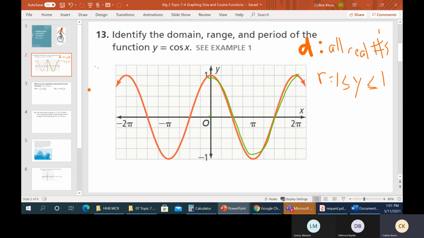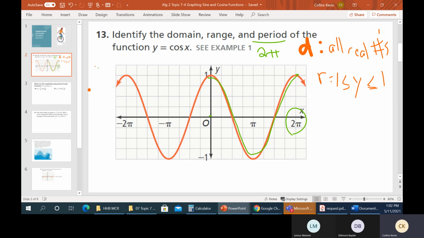Okay, we don't like pi's. If this was degrees, what's one trip around the circle? Yeah, 360. And 360 is also 2 pi, because 1 pi is 180, so 2 pi is 360. So the standard period of a cosine function is just going to be 2 pi. And that's going to come in handy later.